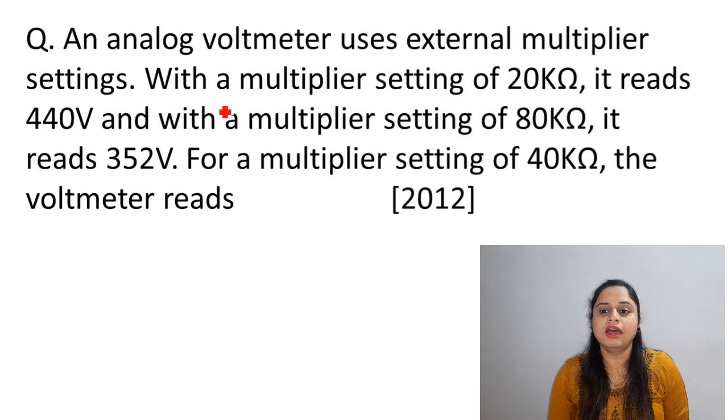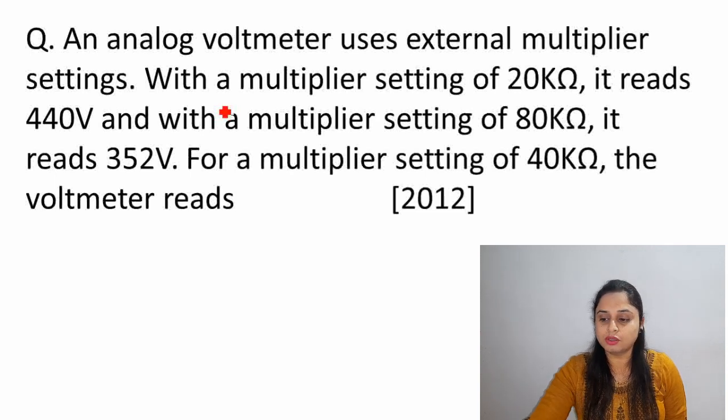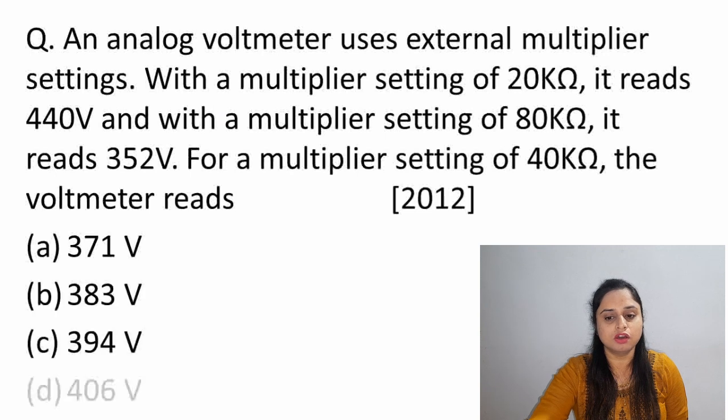Let's see the numerical. An analog voltmeter uses external multiplier settings. With a multiplier setting of 20 kilo ohm, it reads 440 volts, and with a multiplier setting of 80 kilo ohms, it reads 352 volts. For a multiplier setting of 40 kilo ohms, the voltmeter reads? It is asked in GATE 2012, and here are the options.